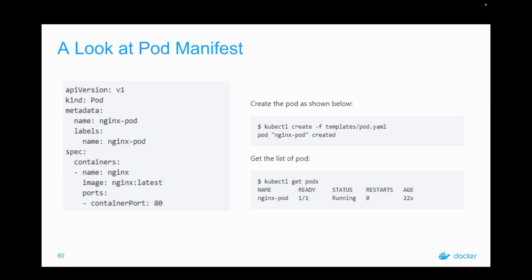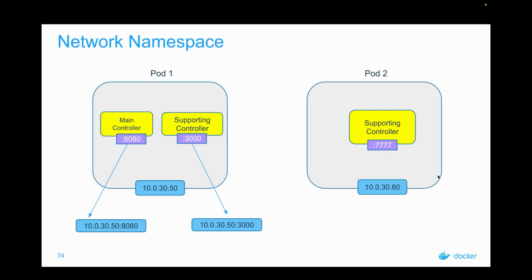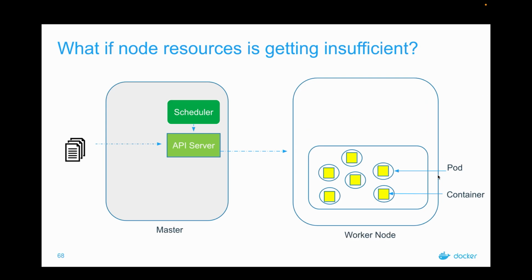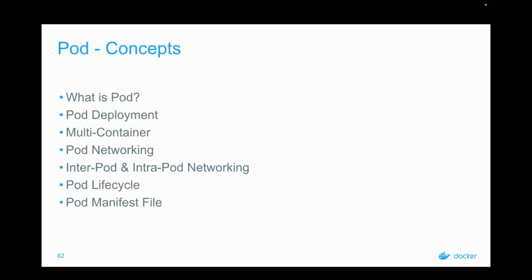Now, I think we covered most of the stuff you can see right now. Let me go back and see if I have missed any of the stuff. So right now, we discussed what is pod deployment, multi-container, and how to run two or more containers inside a pod. Then we covered pod networking, inter and intra-pod. We also talked about the life cycle of the pod, and the next step would be looking at how we can really generate those YAML files.